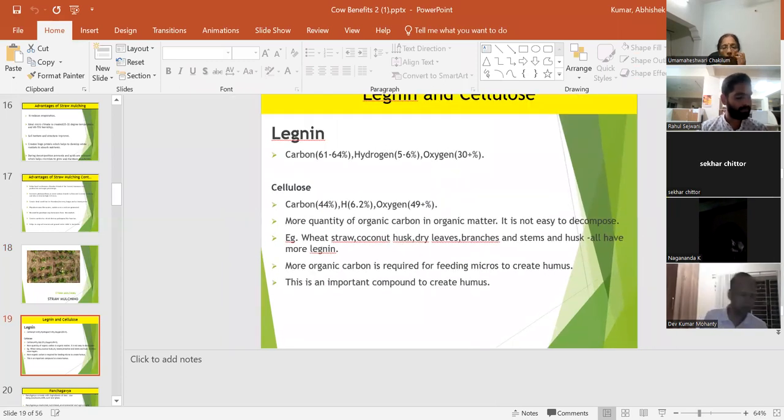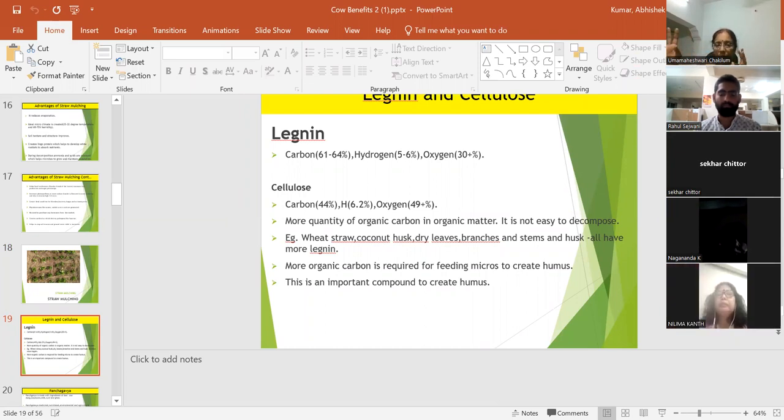Now, on breaking down, what is breaking down? You see, the soft part in a dry mulch, what happens? The soft part is gone. That is, the water content is already gone. That is, H2O is gone. Now, what is left there is the dry part. The dry part is made up of two things. One is the lignin and the cellulose. And these are the hard part, which is fiber-like. And this lignin is made up of carbon, hydrogen, and oxygen.